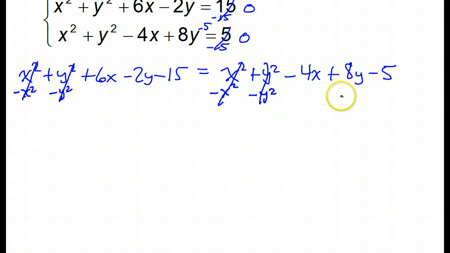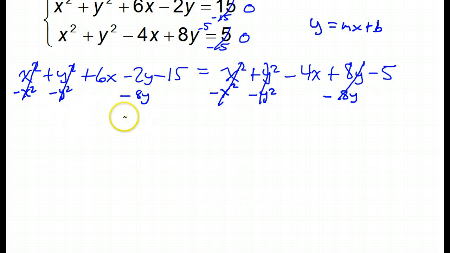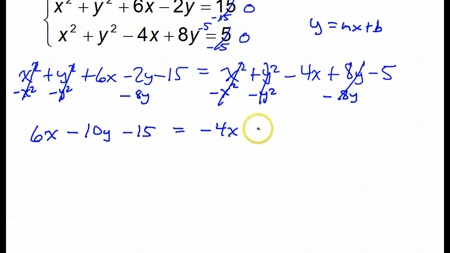Okay. I am going to subtract 8y from both sides. See, I'm shooting for y equals mx plus b. That's what I'm looking for here. So I'm going to get my y's over there. So I'm subtracting 8y from both sides. So that's gone. I'm going to go ahead and recopy now, see what I've got so far. So far I've got 6x minus 10y minus 15 equals negative 4x minus 5. That's what I have so far.